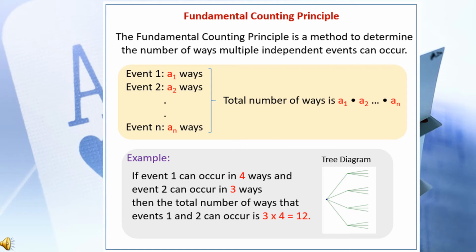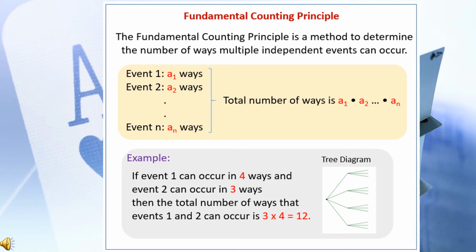For example, if event A can occur in 4 ways and the second event can occur in 3 ways, then the total number of ways will be 3 into 4 is equal to 12, which we have seen in the earlier example. That means there is no further need of a flow chart. If we know the number of ways for each particular event, we can multiply and get the total number of ways in which that event can be done. So this is all about the fundamental counting principle.